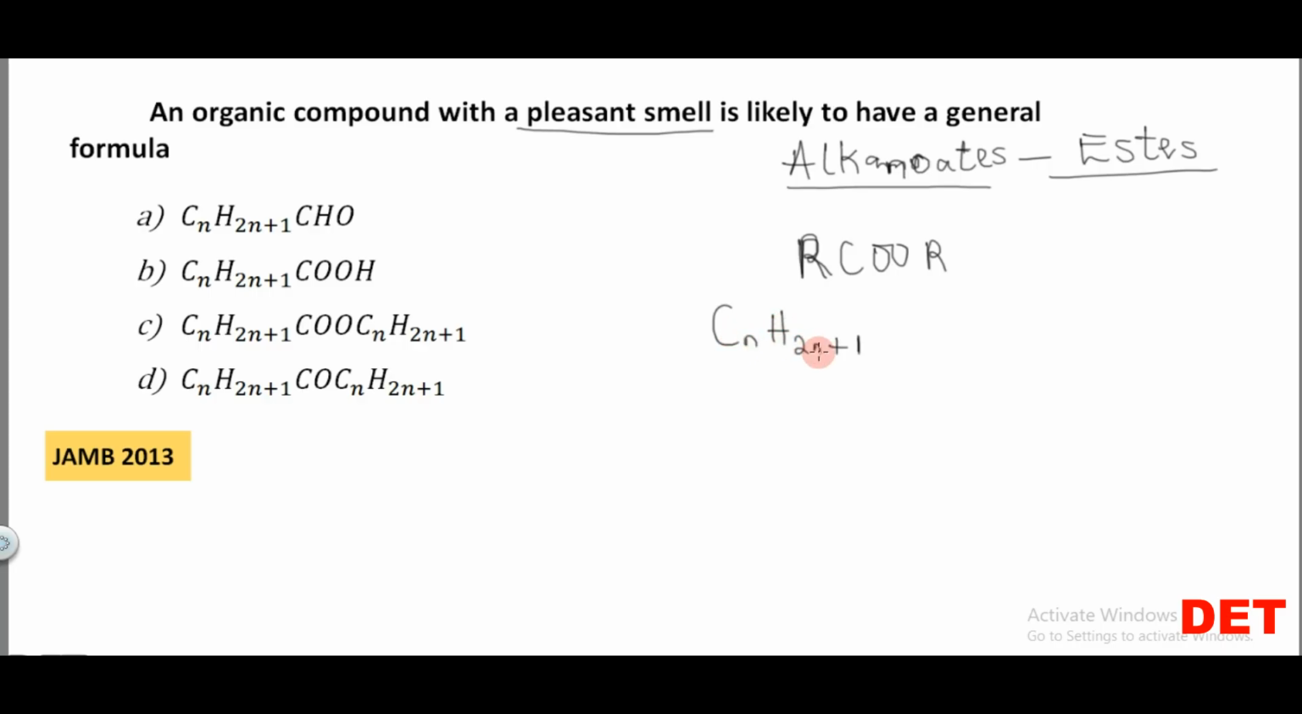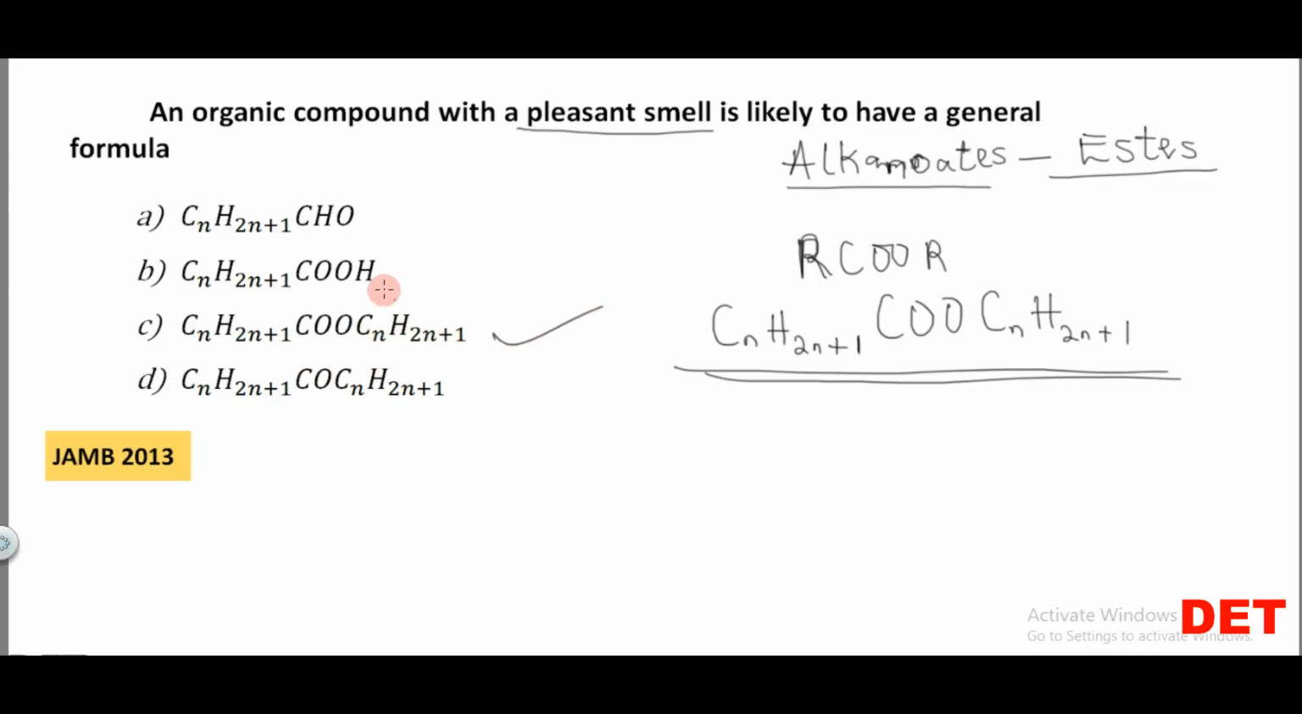So R is equal to CnH2n+1. Then I have COO. Then R' is also an alkyl group, and the formula is CnH2n+1. So this is the general structural formula for the alkanoates, which are the esters. So the correct answer to this question is option C.